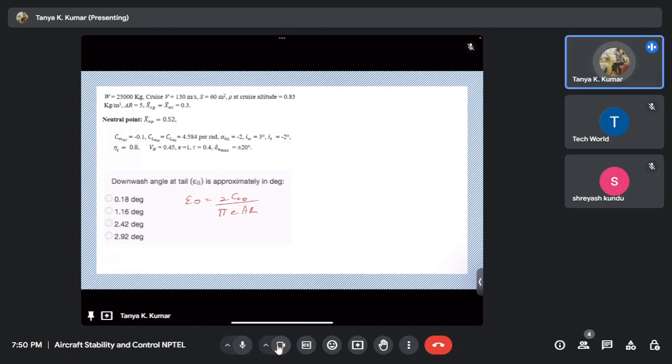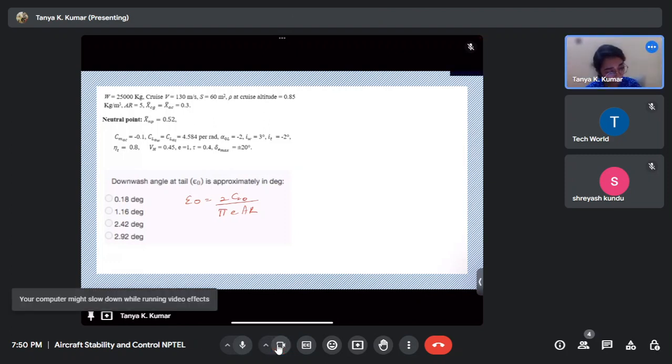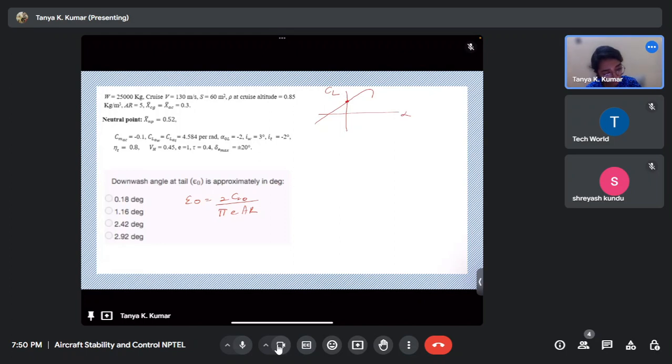So how do you find out CL naught? You make the graph first. So CL versus alpha. CL naught is this value, right? So that is your CL naught. This is your angle of attack at zero lift. You have the slope, you have 2 points, you can find out CL naught, correct? So CL naught is, what is the value? Angle of attack is 2 into what is the slope?